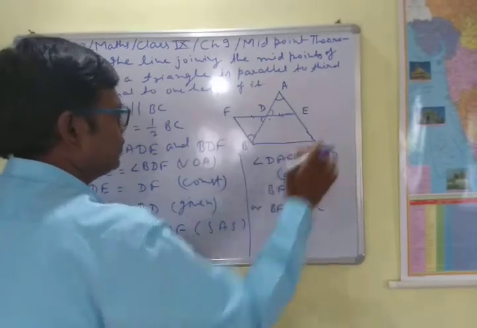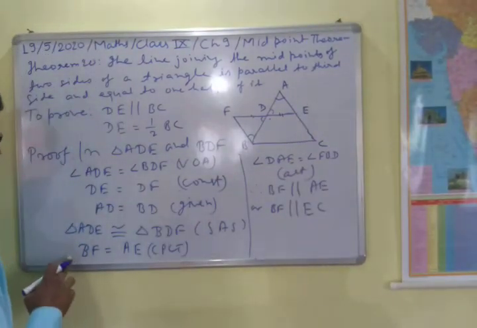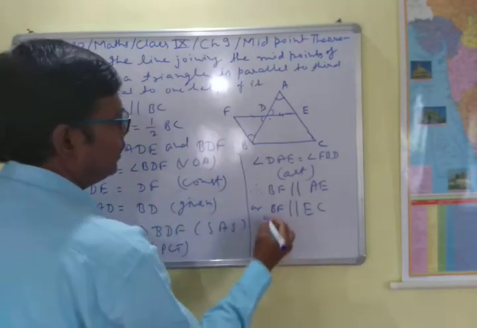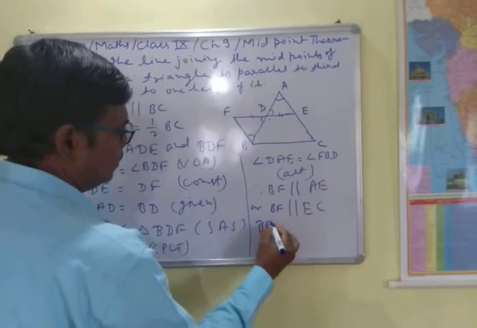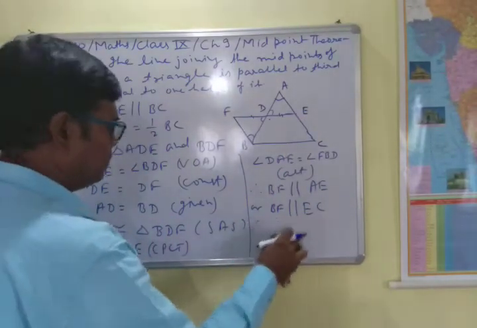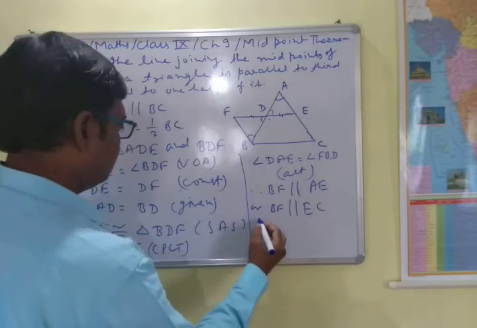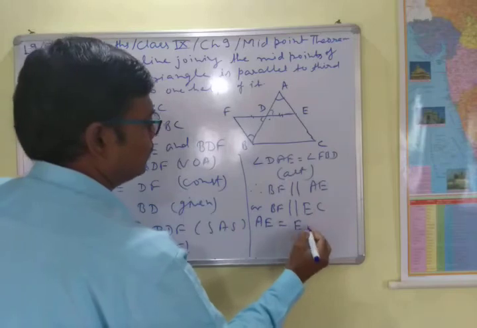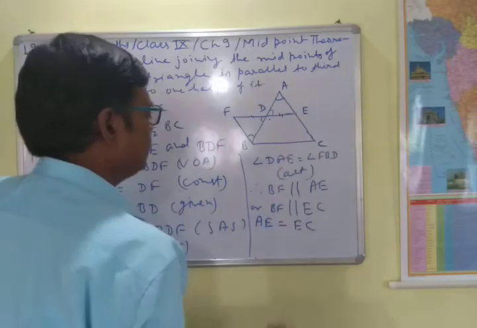So BF parallel to EC, and also here we have BF equal to AE. So BF equal to AE, right? And here also you can write that AE equal to EC. It is given because E is a midpoint here.